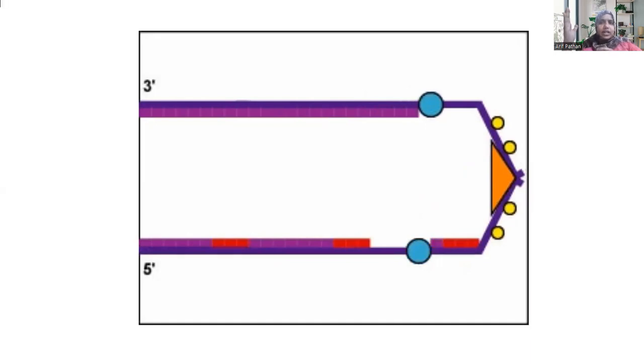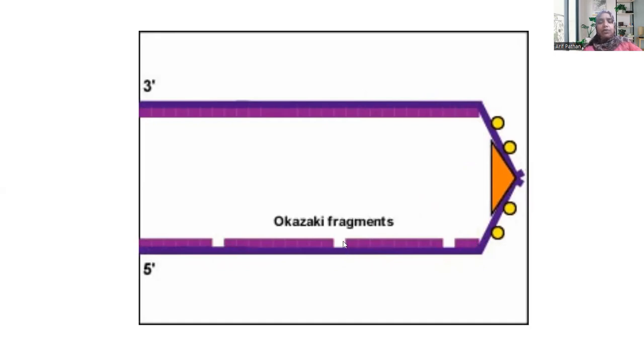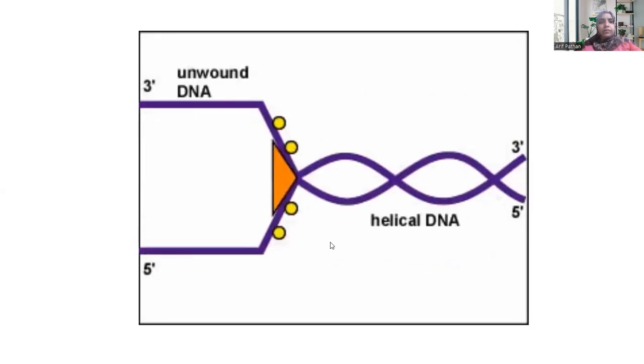Once the replication is done, they will coil back. They will form the double helical structure. This is how the whole process will take place. Then RNA primase will come. It will remove the RNA primer. DNA ligase will come and seal in the gap. This is the leading and the lagging strand. Okay, we'll do a recap once more.